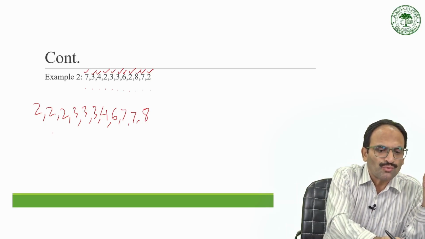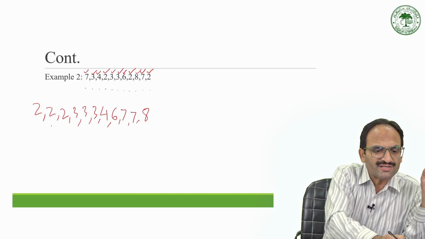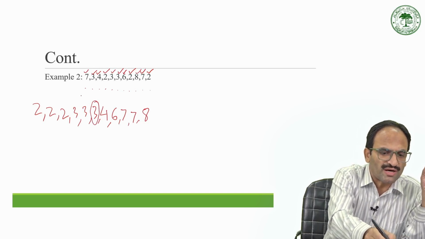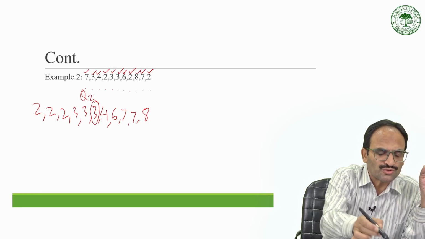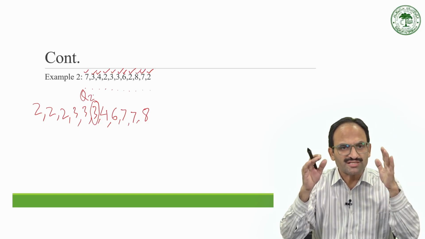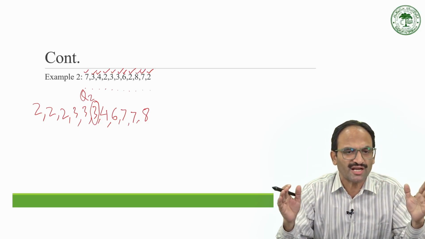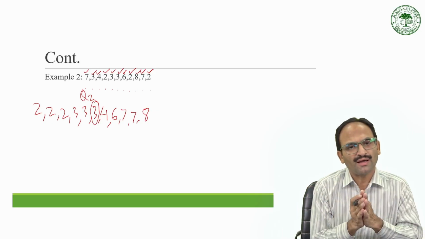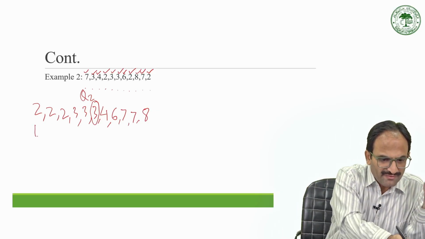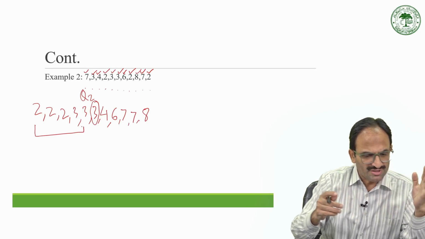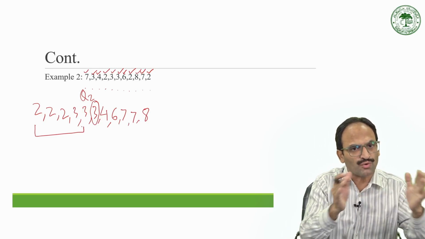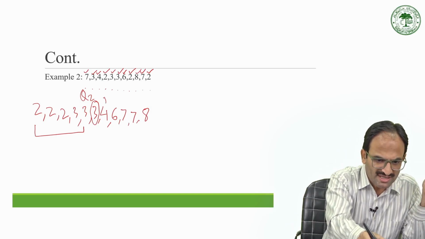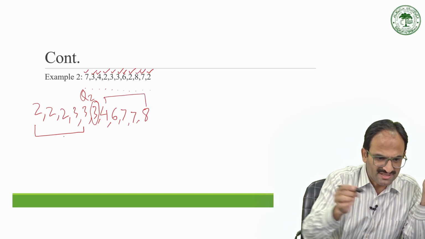So count which number is the 6th number: first, second, third, fourth, fifth, sixth. So this is Q2. Q2, that is the median of the whole data set, you have calculated as 3. Then this particular Q2, this particular median, in fact divides the whole data into 2 sets, lower half and upper half. So this one is the upper half and this one is the lower half.